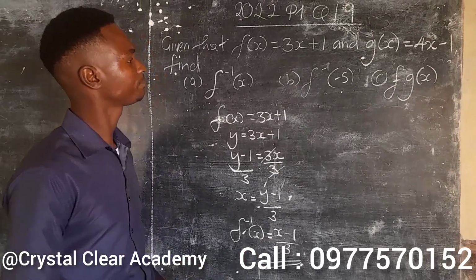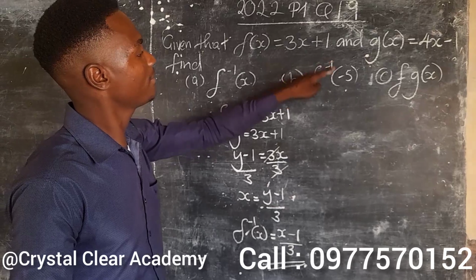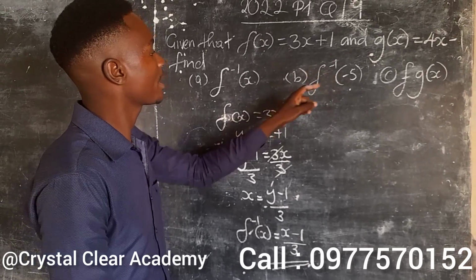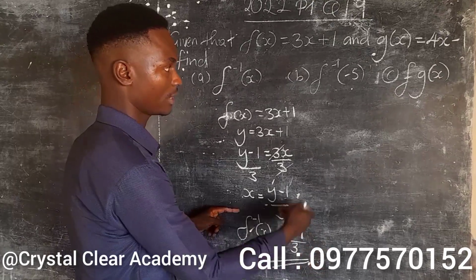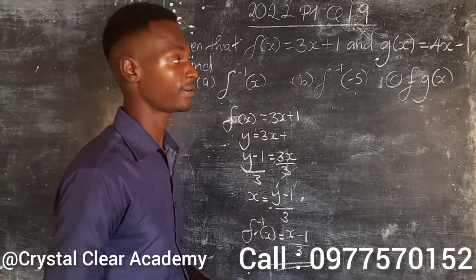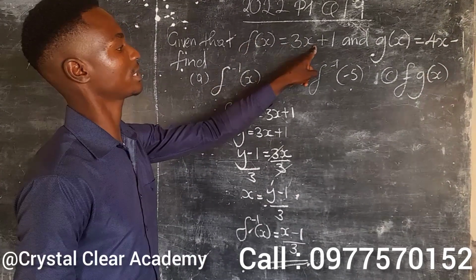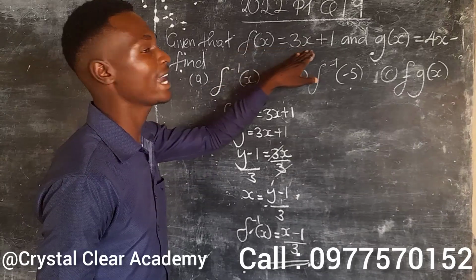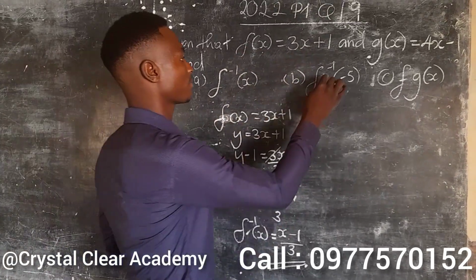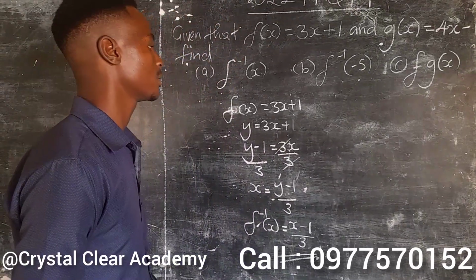Question B, we are told that we should find f inverse of negative 5, meaning whenever there is x in the inverse function, which is this one, we substitute with negative 5. Why are we not using this one? The reason is very simple. This one is a direct function, but in the question here we are asked to find the inverse function.